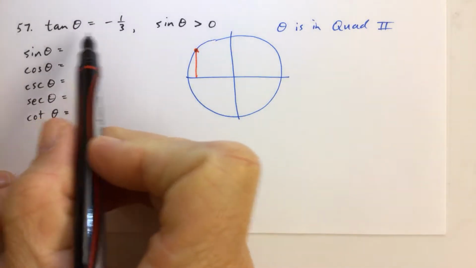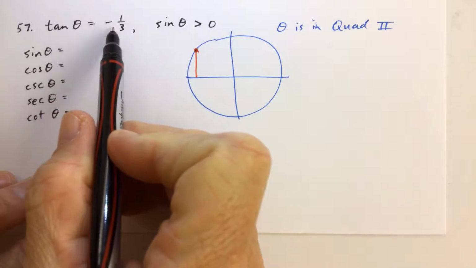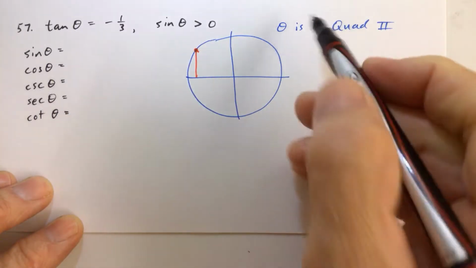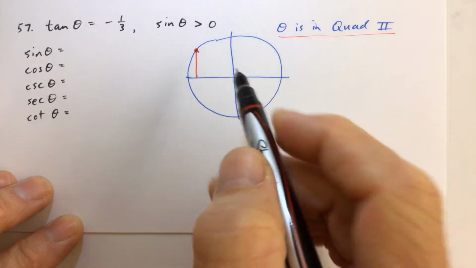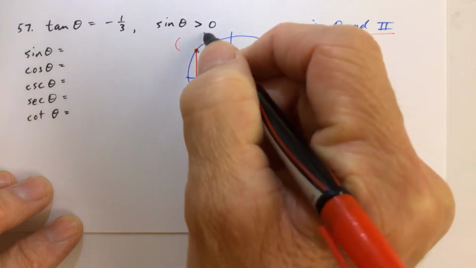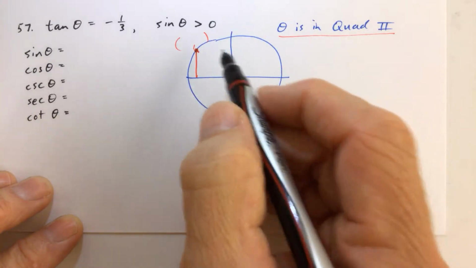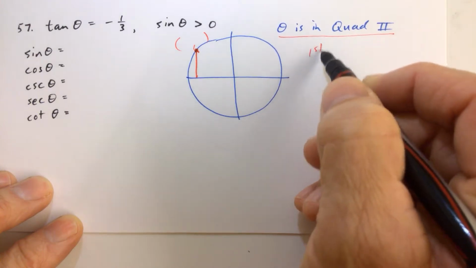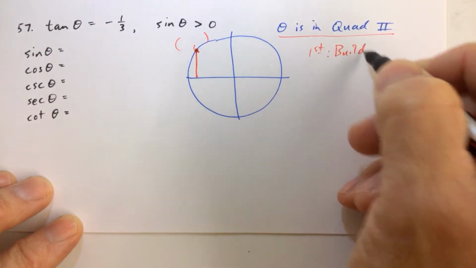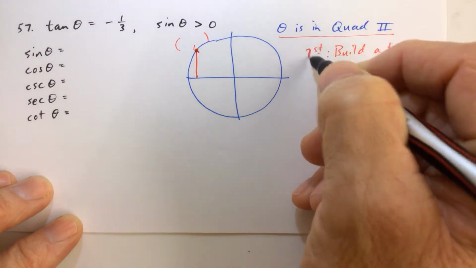So for problem number 57, we can identify, since the tangent is negative and the sine is positive, that would occur in quadrant 2, so I already put that there. And then what we want to do is put a point out here, and identify the coordinates of that point, and we'll do that in a moment. But the first step would be to build a triangle. Actually, that's a second step.